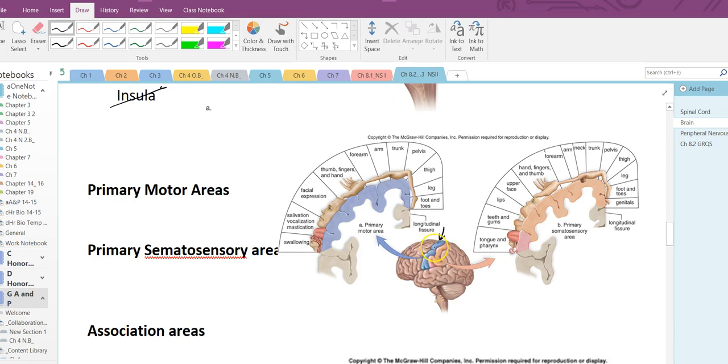It allows you to be able to cross your legs. It allows you to be able to use your trunk if you were doing yoga. It controls the movements of your fingers, facial expressions. It's called your primary motor area.